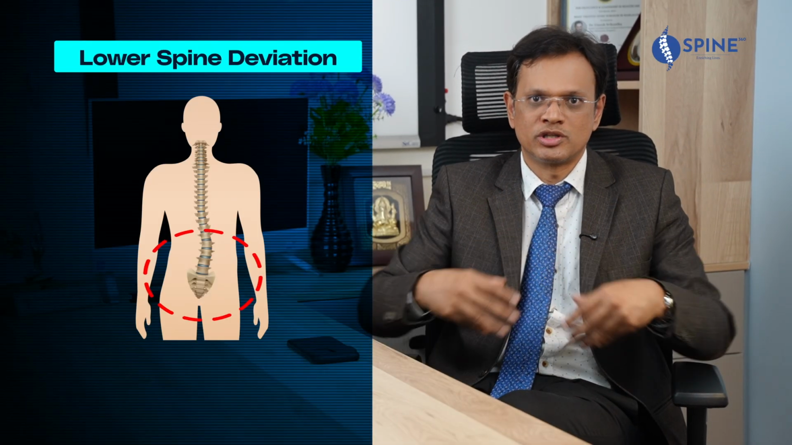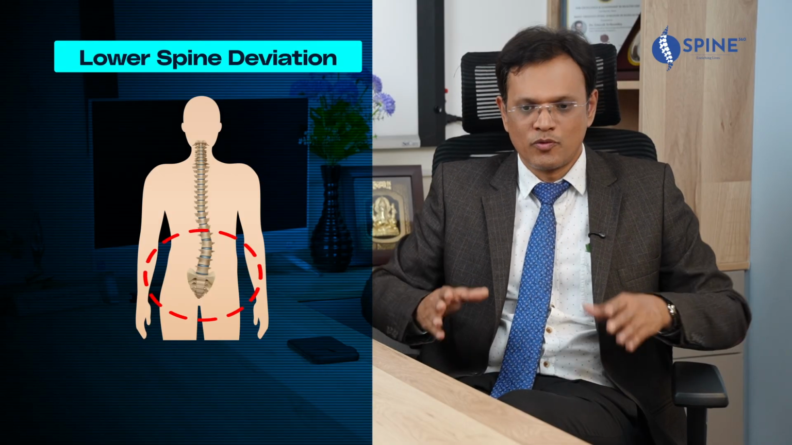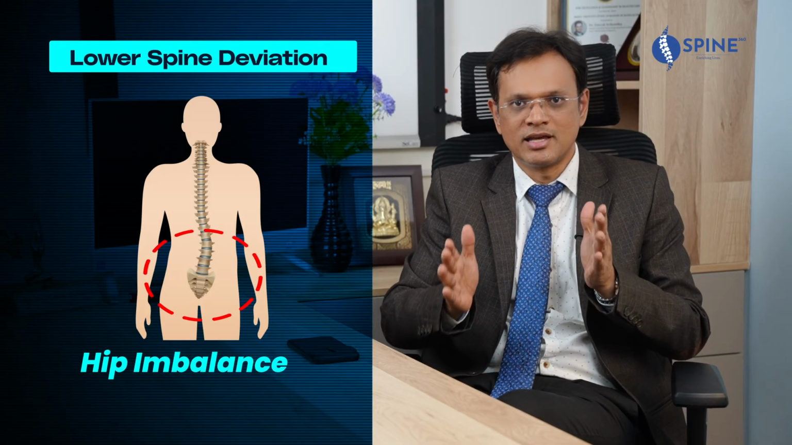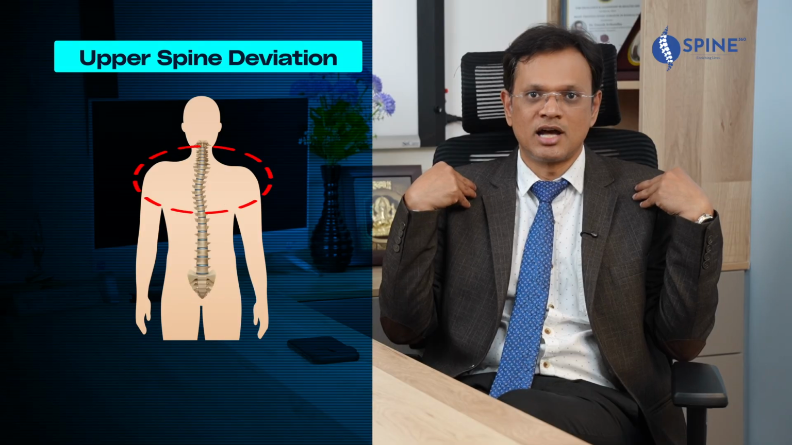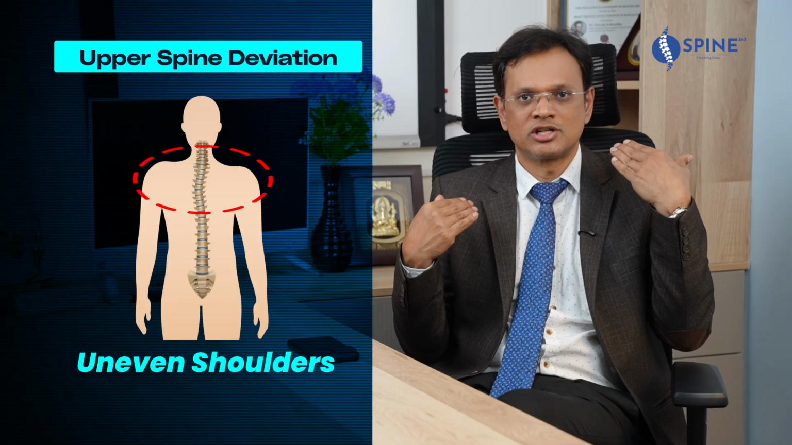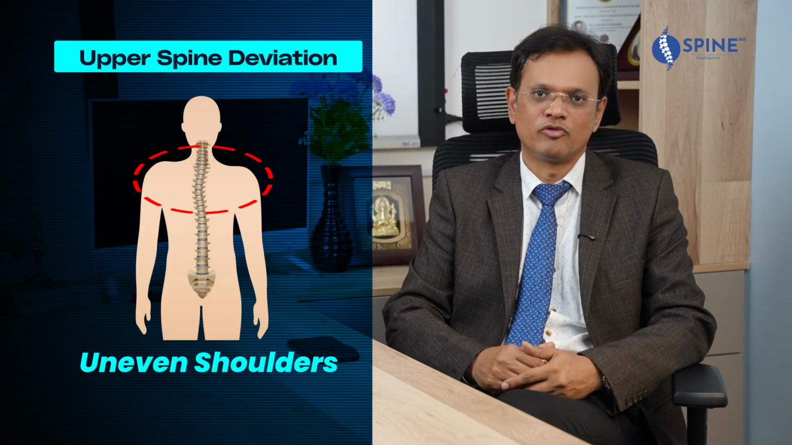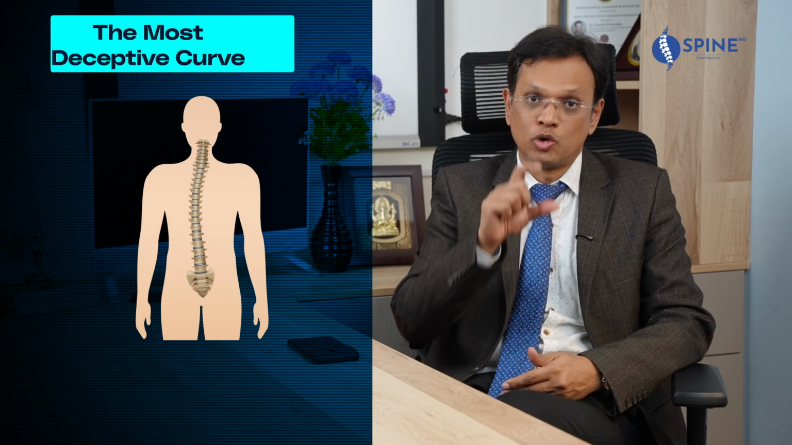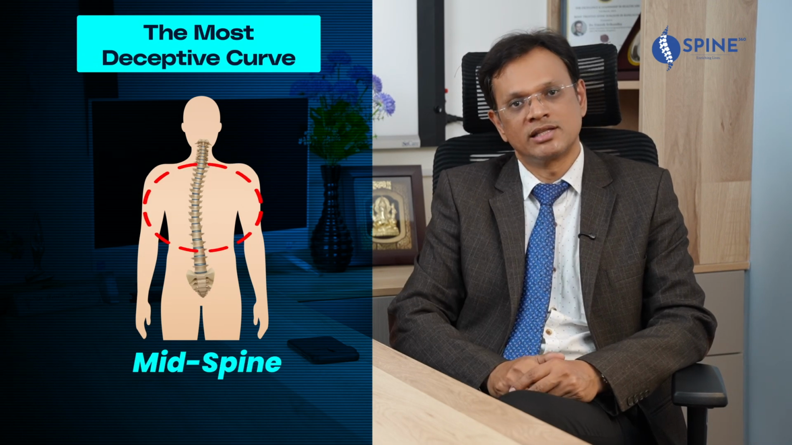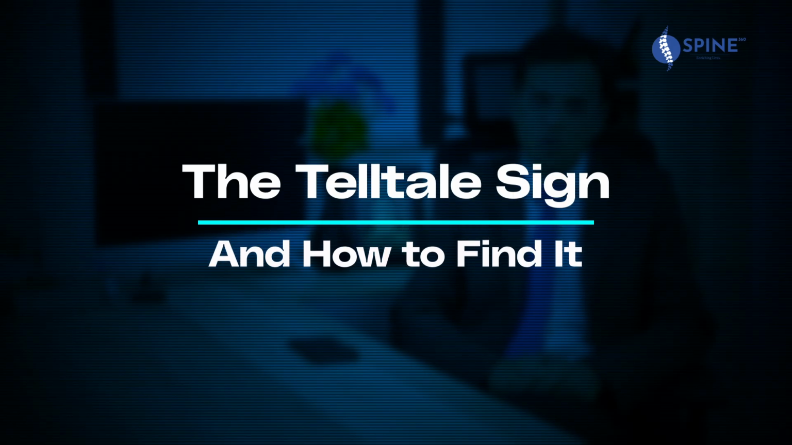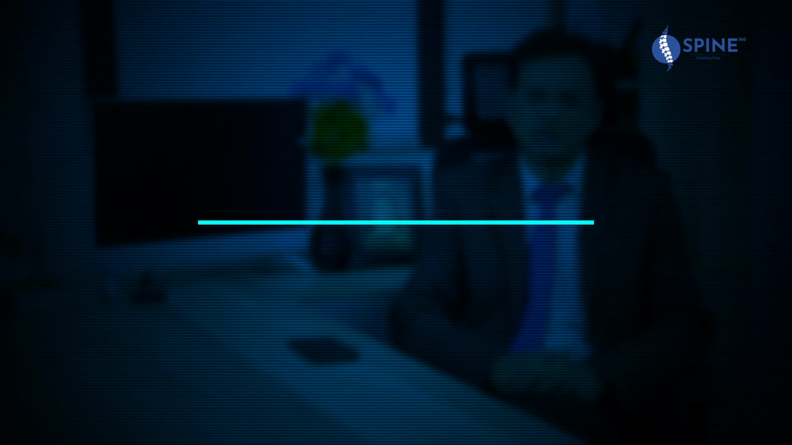Of course, in some cases, the curves can be detected early. For example, when there is a scoliosis that affects the lower spine, where there is an imbalance in the hip, or sometimes when it affects the upper spine where there is a deviation in the height of the shoulder from one side to the other side. But those that affect the mid spine can stay hidden for a long time. And in these cases, it is important to find out what is the test that is required to be done to find out there is scoliosis if there is a suspicion.